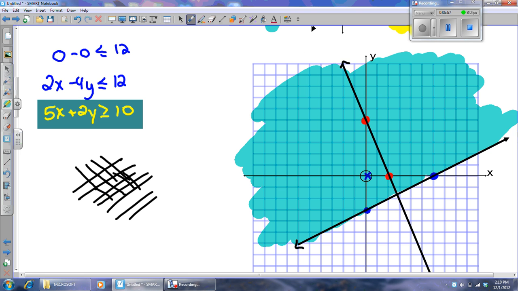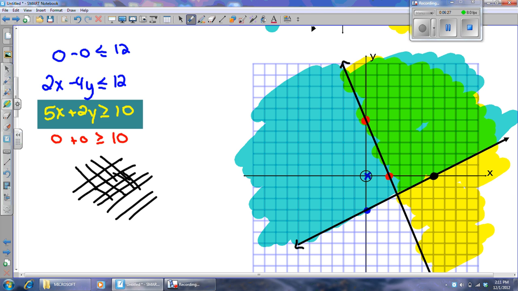And I'm going to plug 0, 0 in, and we'll get 0 plus 0 is greater than or equal to 10. Well, of course that's not true. So I'm not going to shade the origin side of that line. I'm going to shade the opposite side. So this would be the opposite side. So I'm going to come here and presto. Look at that.